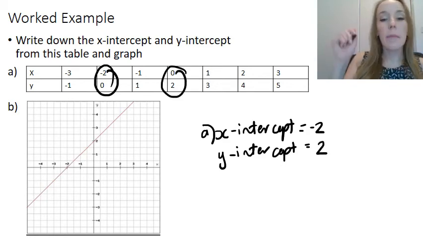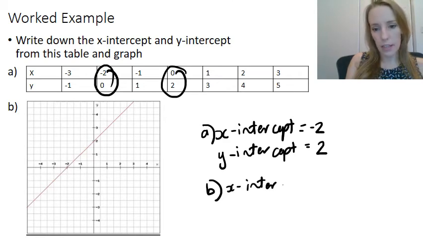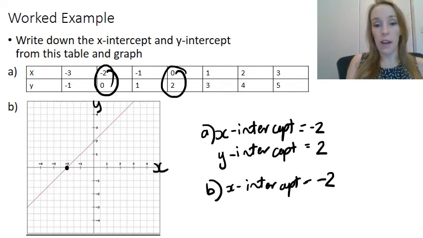So our x-intercept is -2, our y-intercept is +2. For B, we can just look at the graph. So for our x-intercept, where does it cut the x-axis? Remember, x is our horizontal and y is our vertical. It cuts the x-axis here. So the x-intercept, oh, it's going to be -2 again.